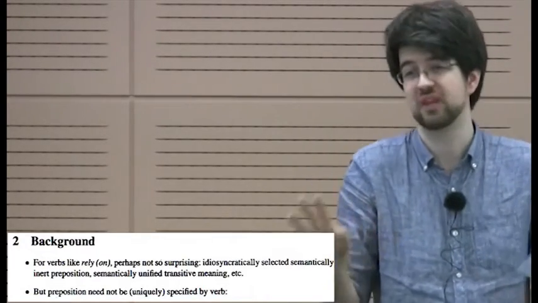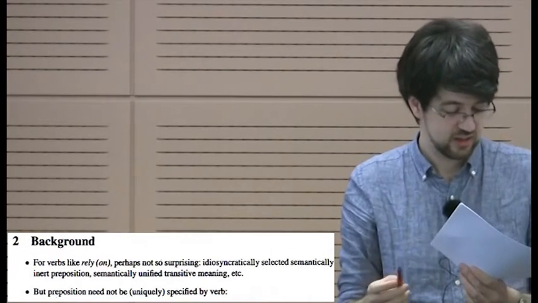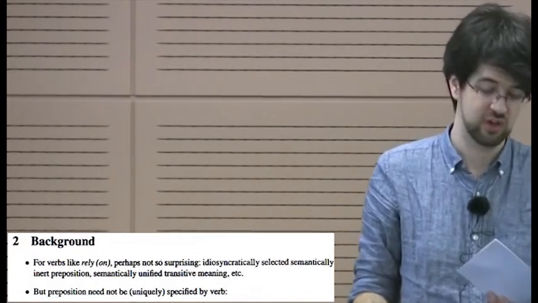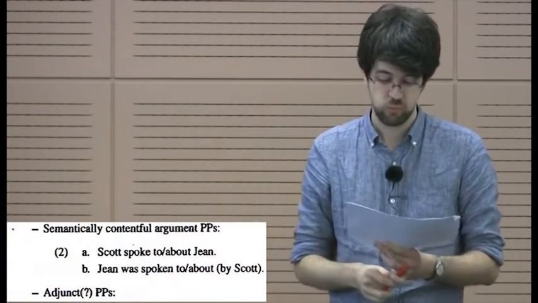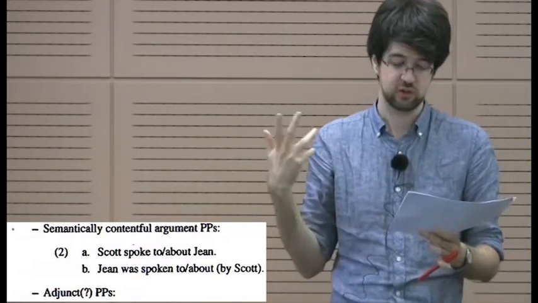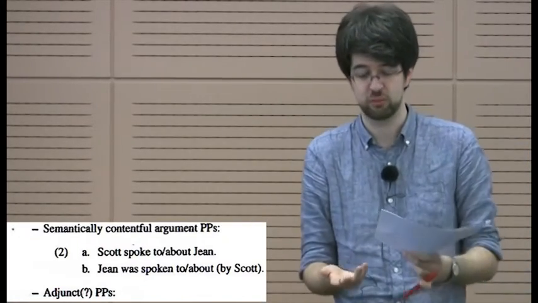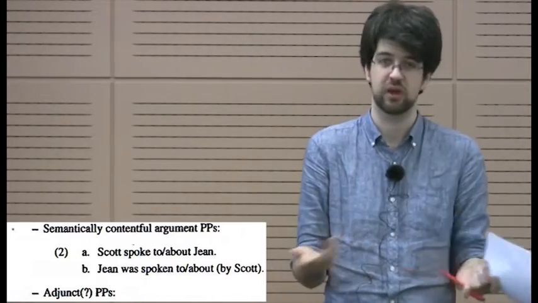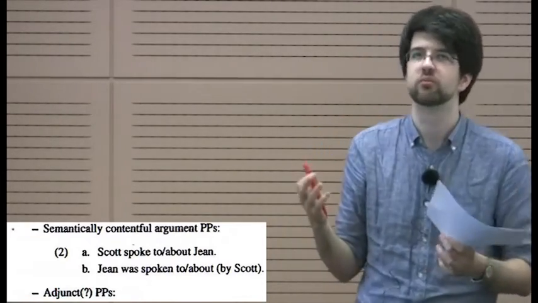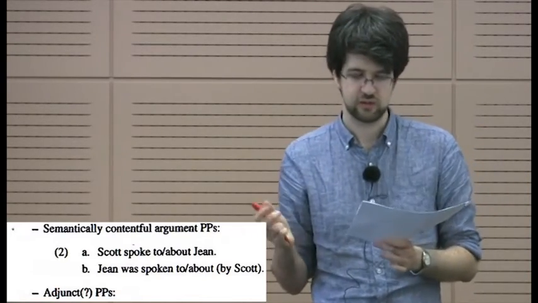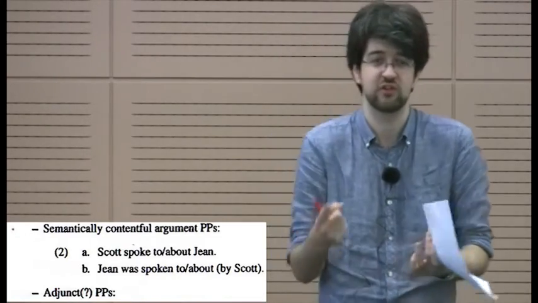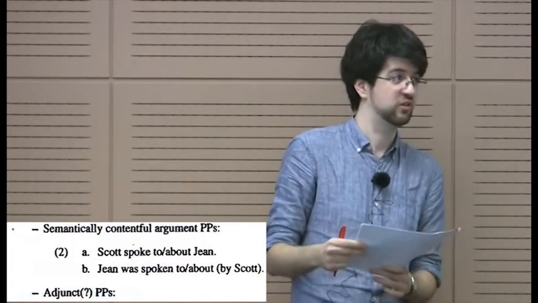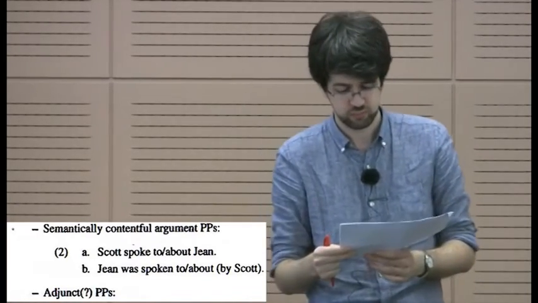And if this was all there was to it, there maybe wouldn't be so much to say. But the preposition doesn't need to be specified by the verb. So we get semantically contentful prepositions. Like in two, we have contentful argument PPs, where Scott spoke to Jean is okay, Scott spoke about Jean, and both have good prepositional passives, right? Jean was spoken to by Scott, Jean was spoken about. And okay, maybe these aren't contributing full truth-conditional value, they're just doing some kind of thematic role alignment, but the point is that they are contentful, they do something, and if you change that one word, you change the meaning of the expression. So that word is meaningful in some sense.